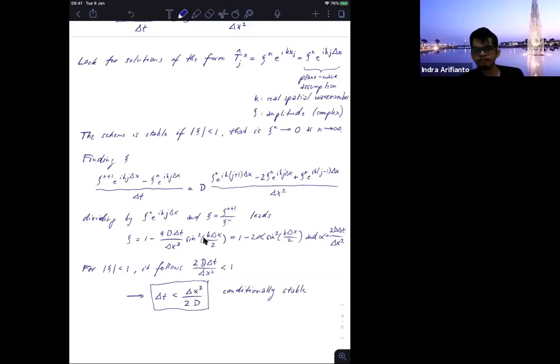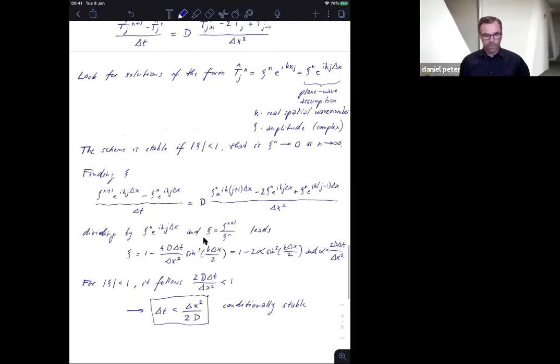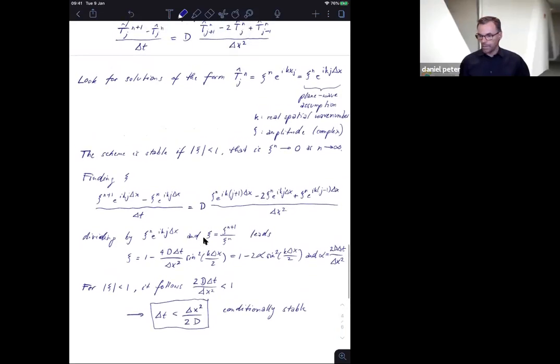Good, but let's finish here. We will follow with this part 2 tomorrow and leave it here for now with this conditionally stable scheme of the heat equation.